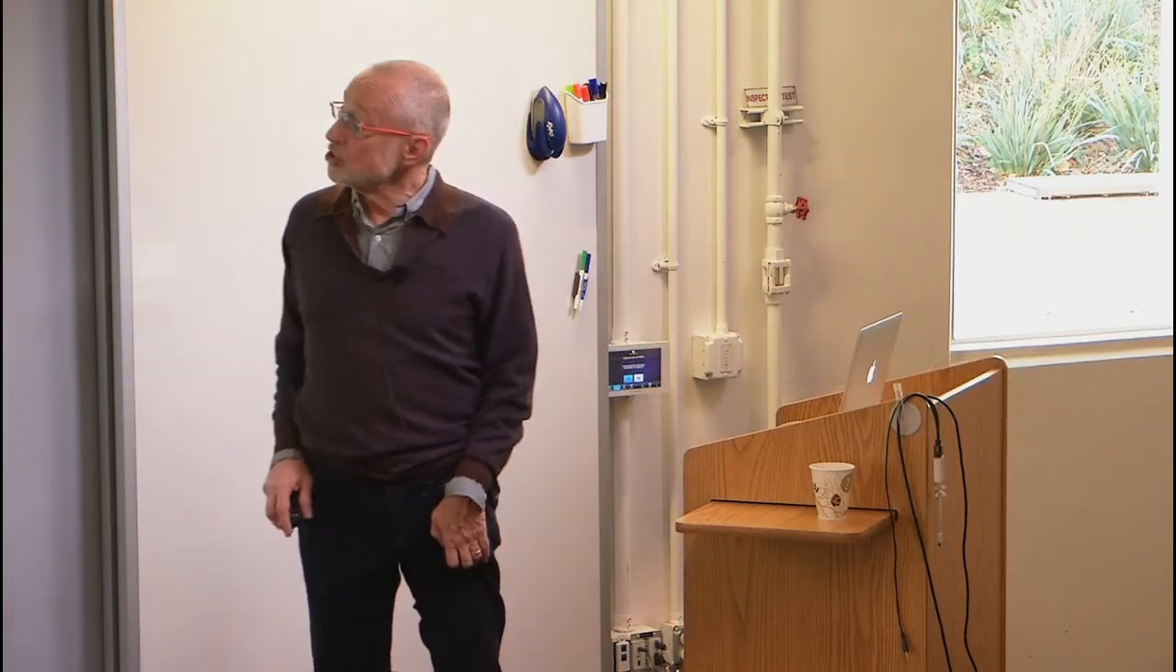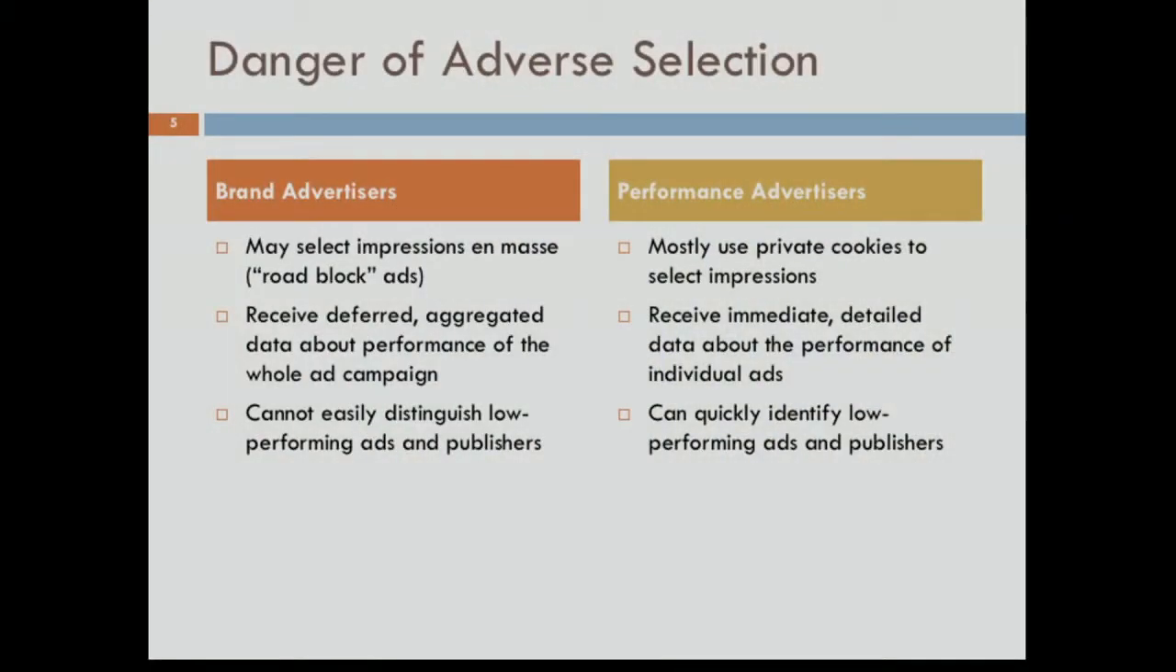Okay, so there's a danger of adverse selection here. That is, the brand advertisers are selecting impressions often en masse. They receive deferred and aggregated data about the performance of a whole ad campaign. The Ford dealer doesn't really know which of the ads is bringing the customers in, and you can't easily distinguish low-performing ads and publishers. Whereas these performance advertisers are using private cookies. They receive immediate, detailed data. They can quickly identify low-performing ads and publishers and stop using them.